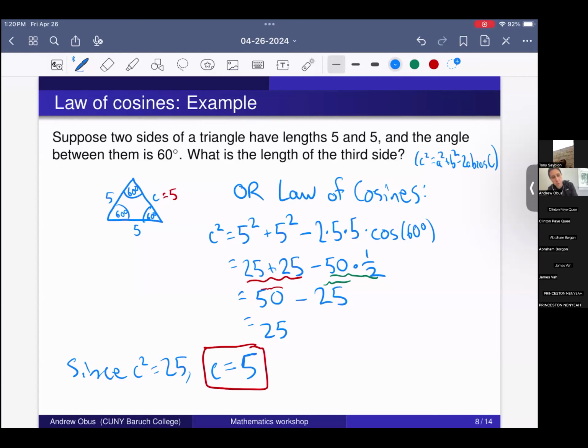Since c squared is equal to 25, c is equal to 5. So there we go. If you can do this nice, slick derivation based on isosceles triangles having equal angles, that's great. You get the answer 5 easily. But what's nice about the law of cosines is that you don't really have to know that. You can just apply the formula, and you also get that c is equal to 5. So either way, you get that the third side is 5. Okay, any questions about this?